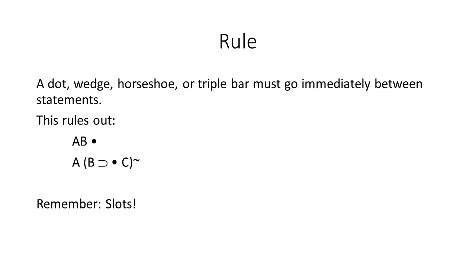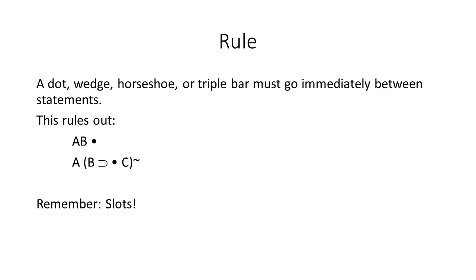All right, so our next rule: a dot, wedge, horseshoe, or triple bar, that is a two-place operator, must go immediately between statements. So this rules out A, B, dot. There are two statements there, but the dot's not between them. So that's clearly bad.